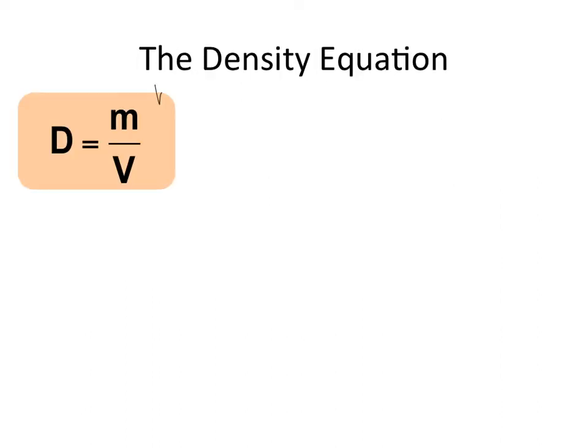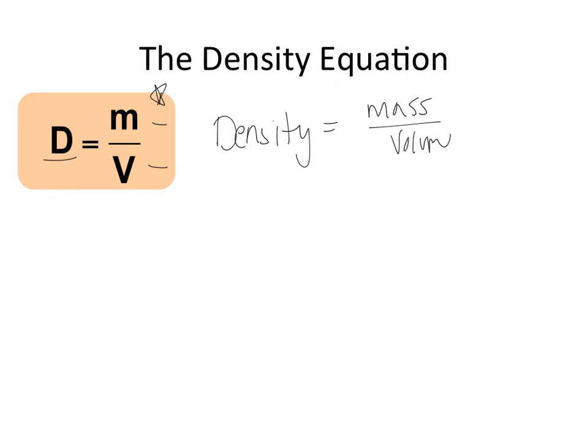The density equation here on the left is what we're going to be utilizing for all of our calculations pertaining to density. So density equals mass divided by volume, or M divided by V. So density equals mass over volume. Okay? So whenever we're looking at the density of an object, what we are having to look at is the measurement of the mass of the object as well as the volume of that object.